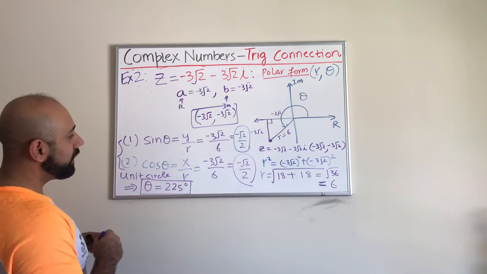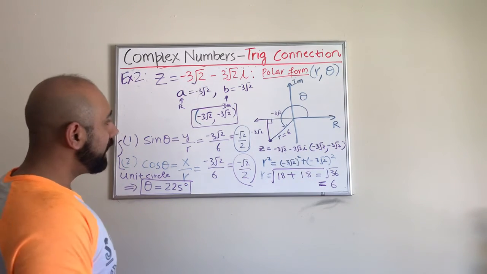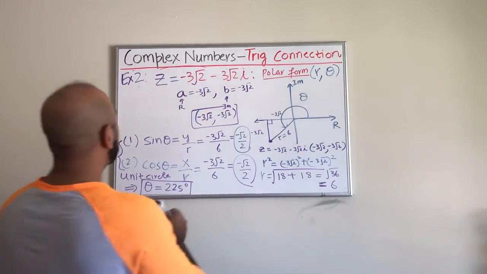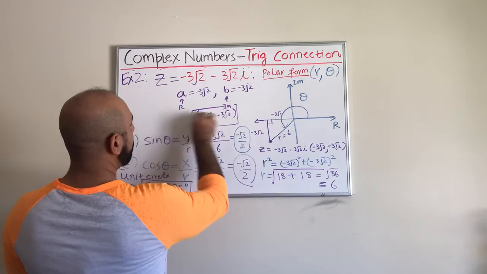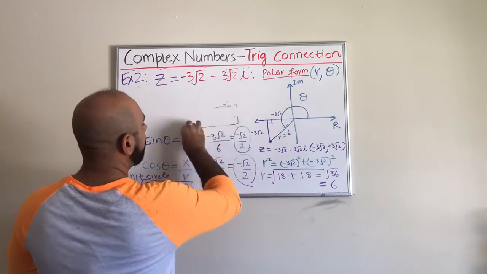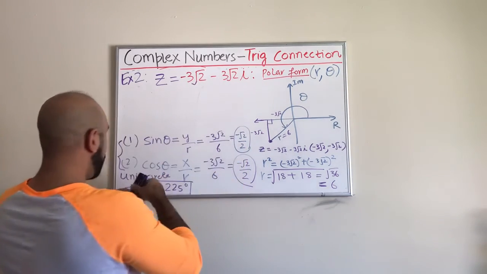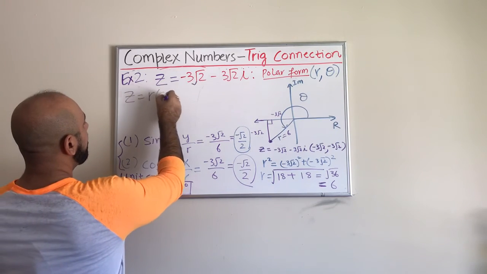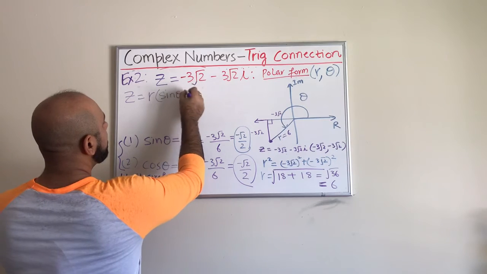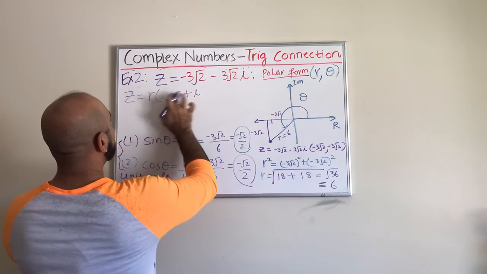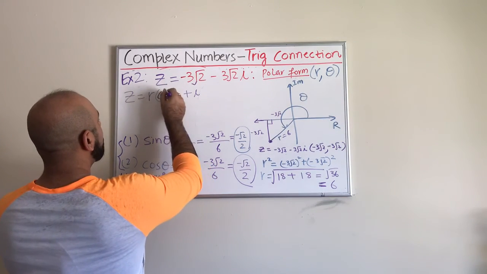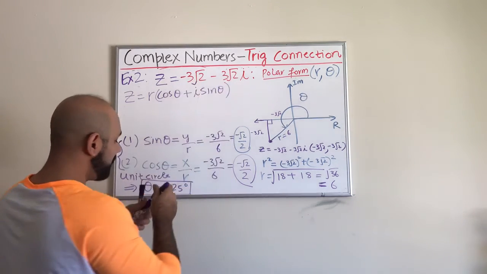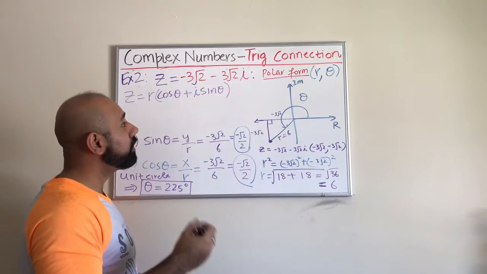Guys, we have the theta, we have the r. Let us go back and write the polar form or the trig form for this standard form. Okay, so I'm going to get rid of this so that we can write the polar form. First of all, guys, the polar form looks like this. It is r times cosine of theta plus i sine of theta. That is the general way of writing the polar form or the trig form.